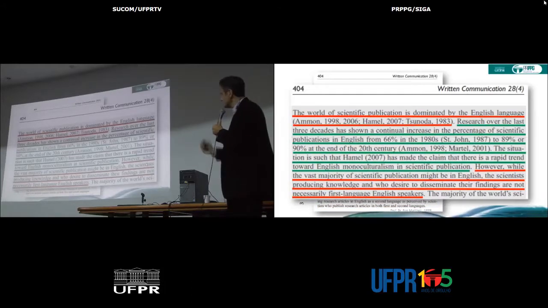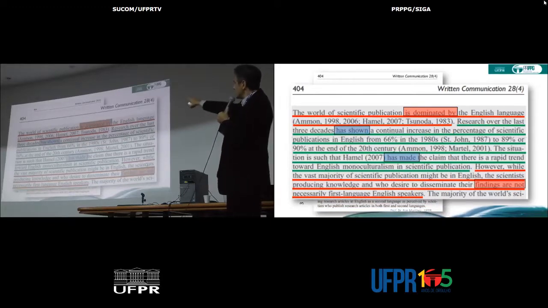But notice that the red part here is the situation. And the green part is, or rather I should say the first part there is territory really, or situation and problem. But first, notice the tense that they're using. The world of scientific publication is dominated by.